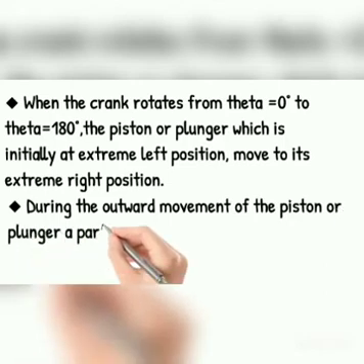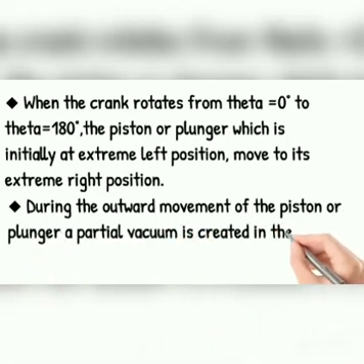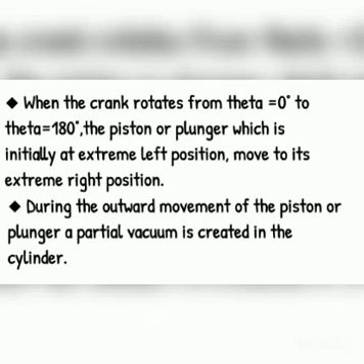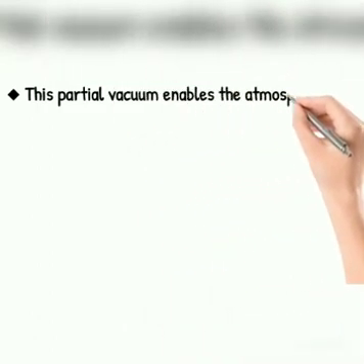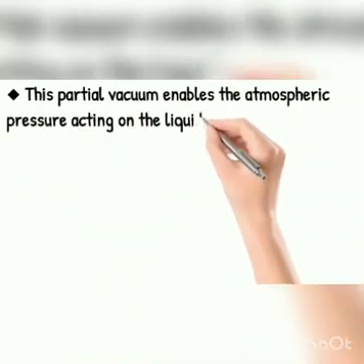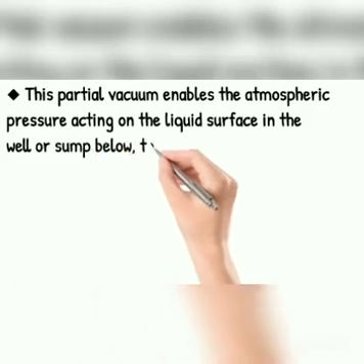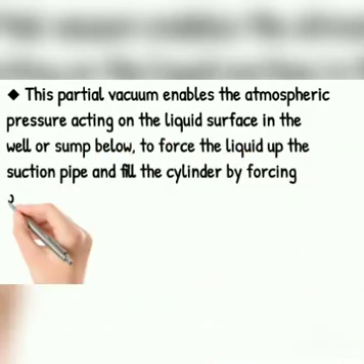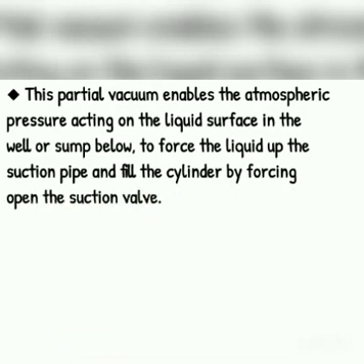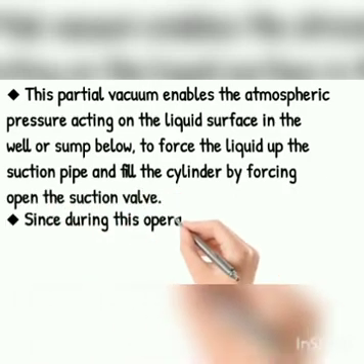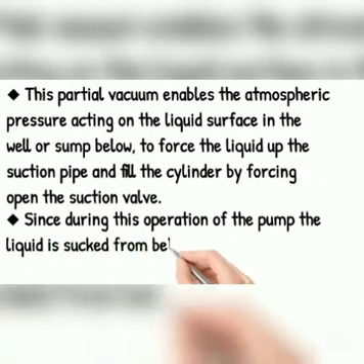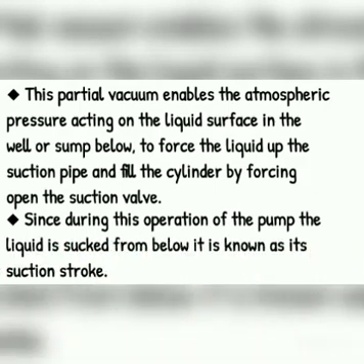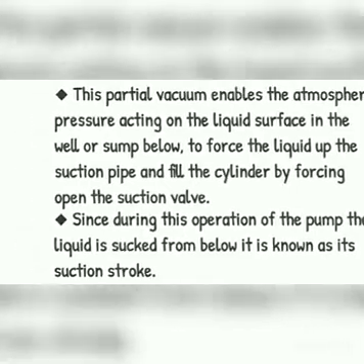During the outward movement of the piston, a partial vacuum is created in the cylinder. This partial vacuum enables the atmospheric pressure acting on the liquid surface in the well or sump below to force the liquid up in the suction pipe and fill the cylinder by forcing open the suction valve. Since during this operation of the pump the liquid is sucked from below, it is known as its suction stroke.